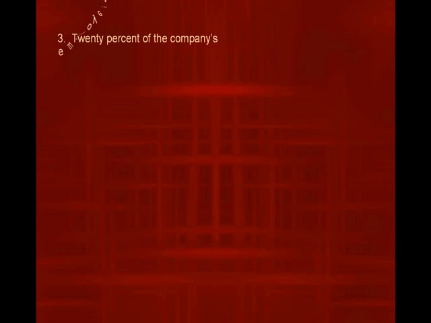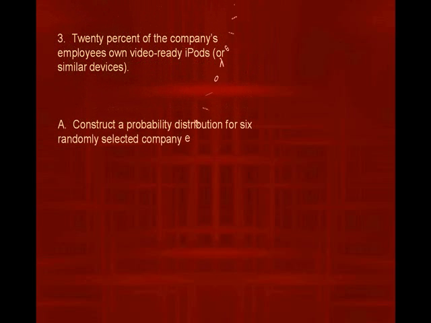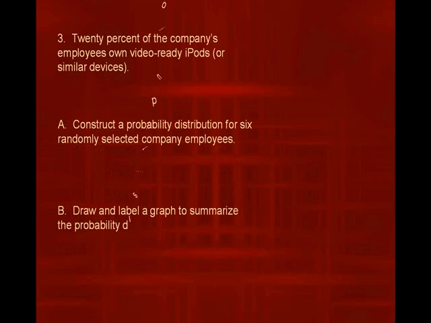In this problem, 20% of a company's employees own a video-ready iPod or a similar device. So the first thing we need to do is construct a probability distribution for 6 randomly selected employees. And then we're going to draw and label a graph to summarize that probability distribution.